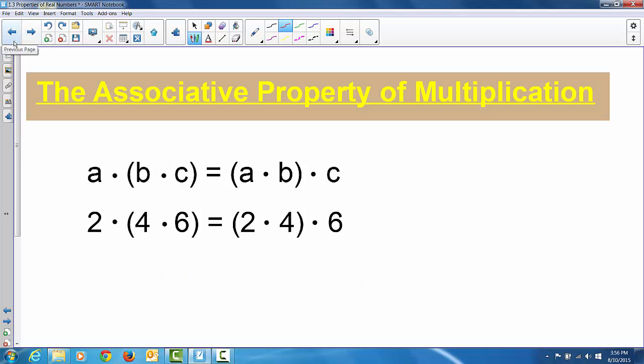Alright, the associative property of multiplication. Same concept here. Doesn't matter what order you multiply the numbers in, you're going to get the same answer. Look at this. 2 times (4 times 6). 4 times 6 is 24 times 2. 2 times 24 is 48. Over here we've got 2 times 4 is 8 times 6, and that gives us 48, which is the same thing. See, so you can do the multiplication in any order that you want to, you're going to get the same answer.